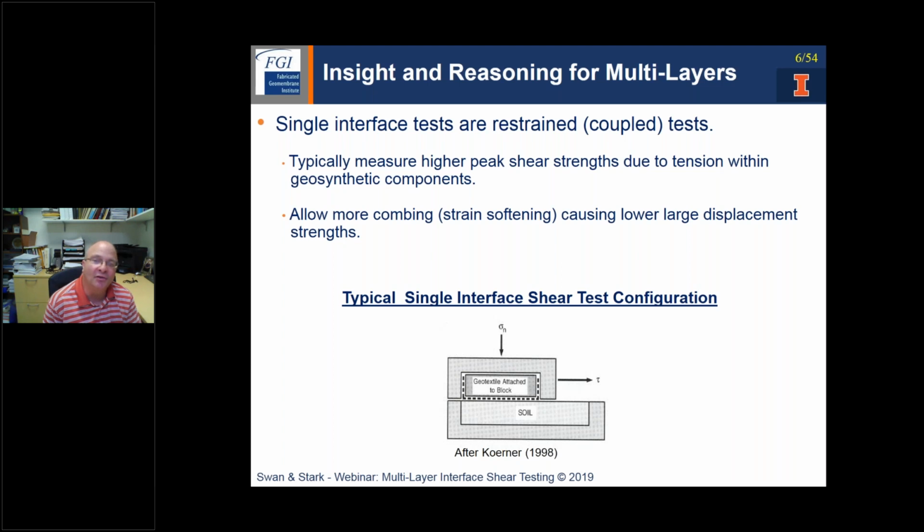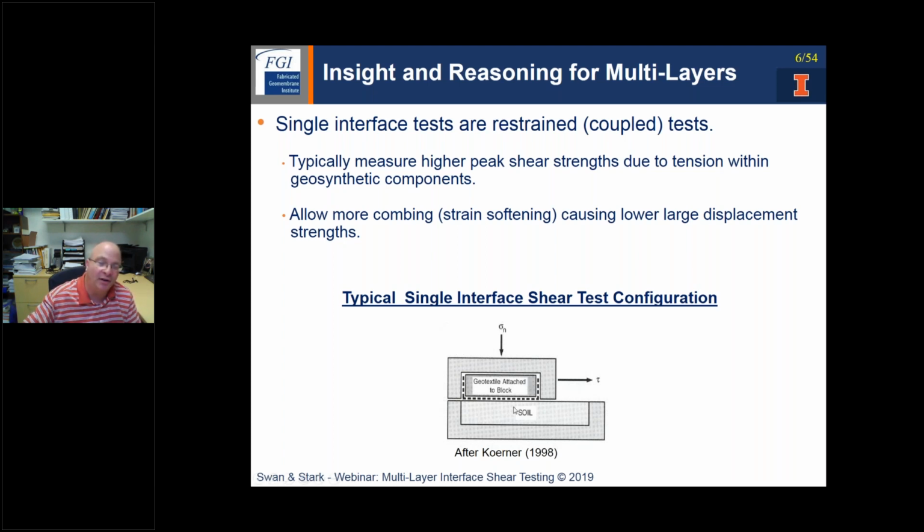And with that extra tensioning, we can also see some additional combing or strain softening of non-woven geotextiles as they come in contact with textured geomembranes, which could, in a way, cause much lower large displacement strengths because of that confinement. So one way to get around that concern would be to look at a multi-layer test.